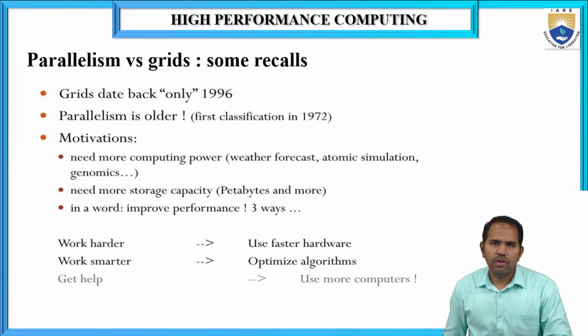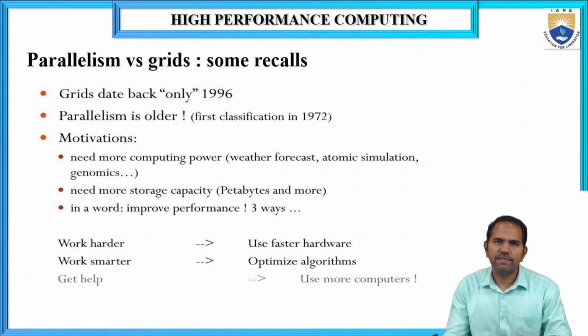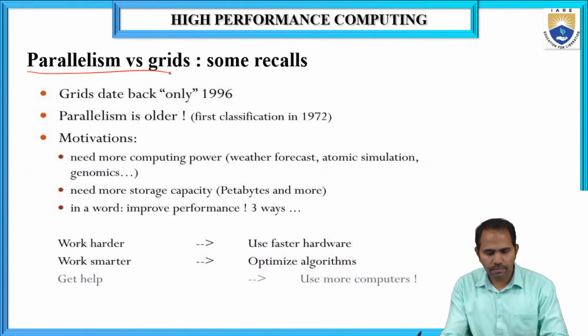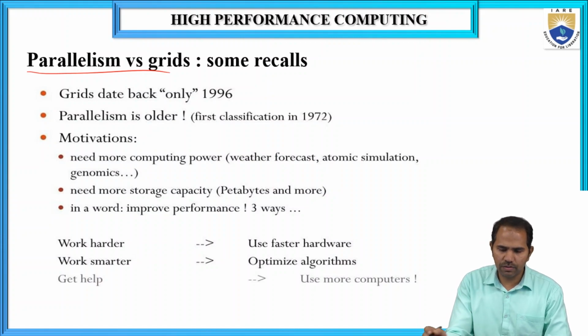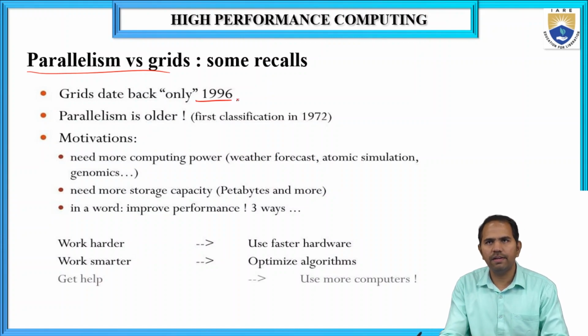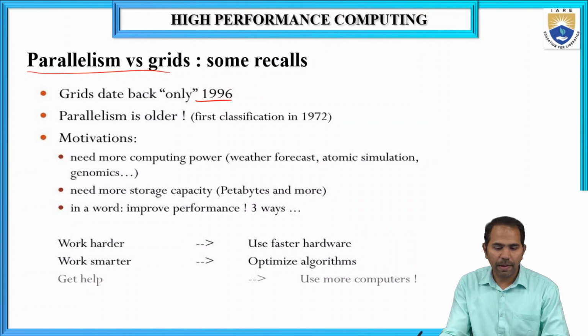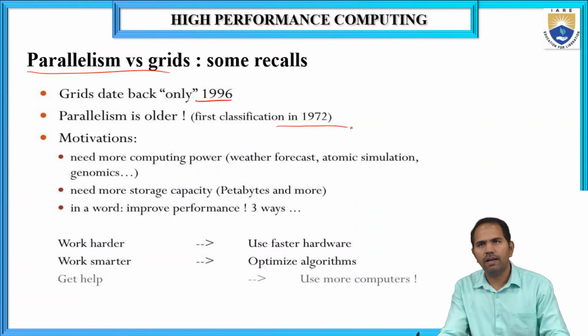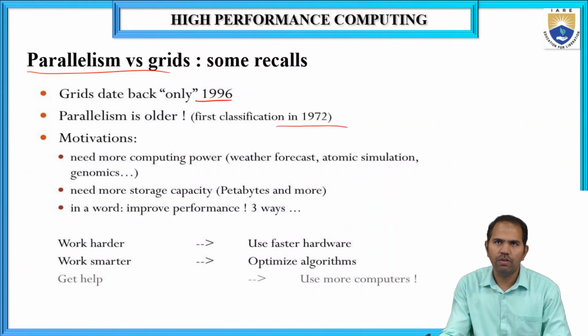Now, majorly we have observed the differences between parallelism versus grids. Again, we have to recall some points here. Grid came in 1996. Compared to grid, parallelism is the older one. The classification was done in 1972, but the grid concept came under 1996. So parallelism is the old one.